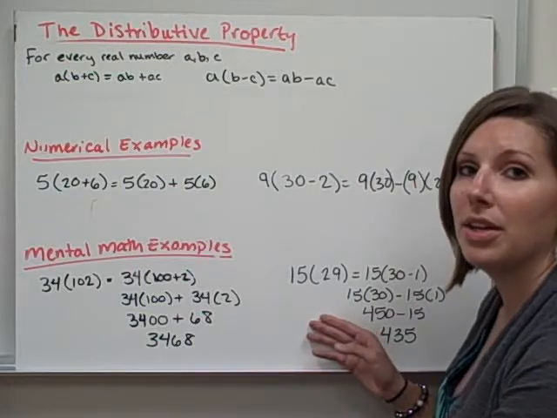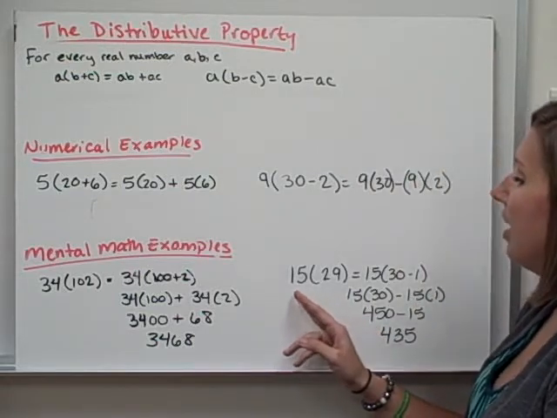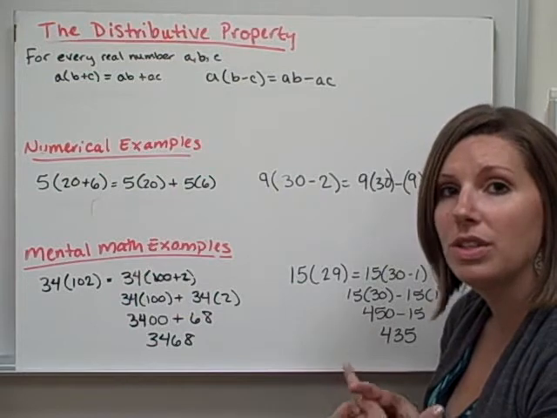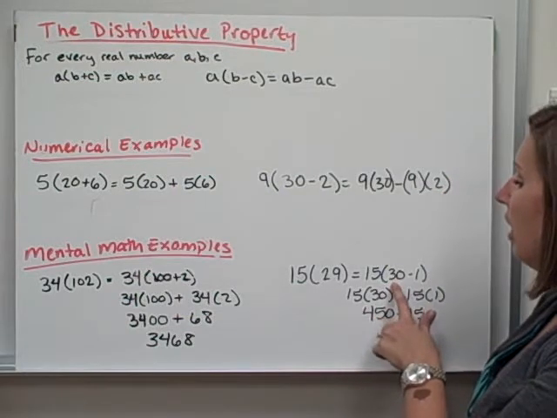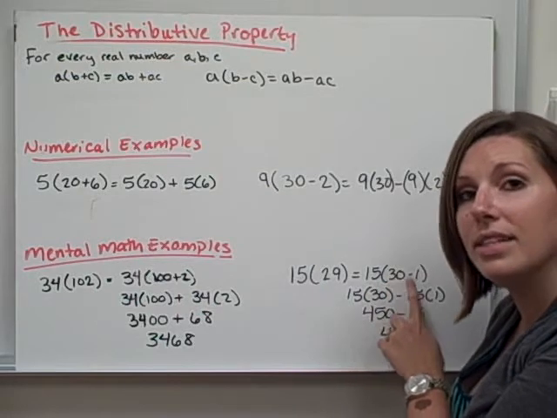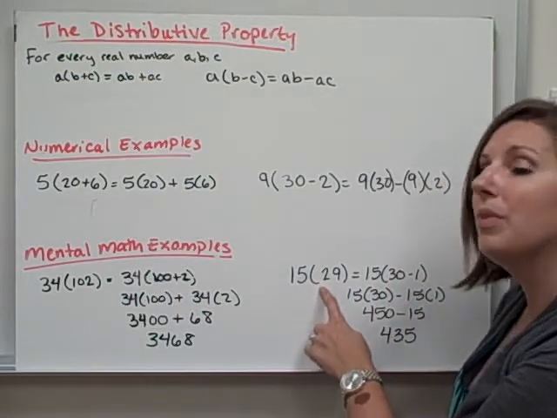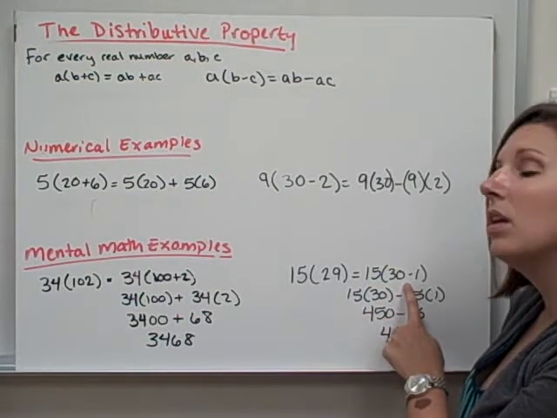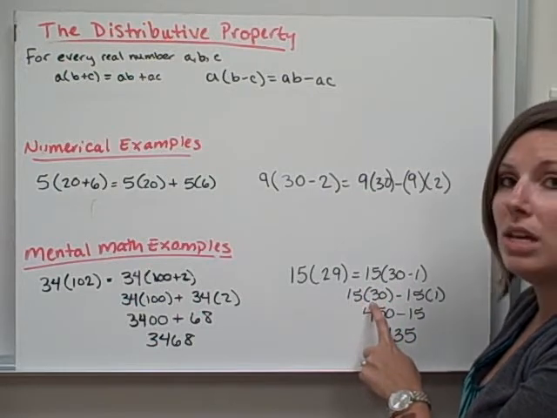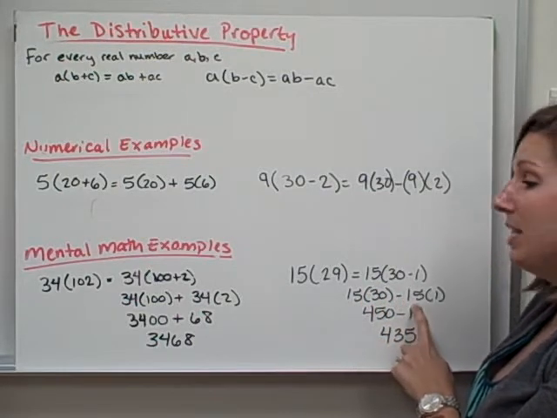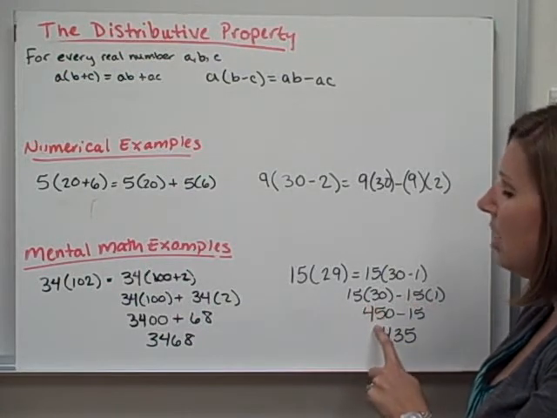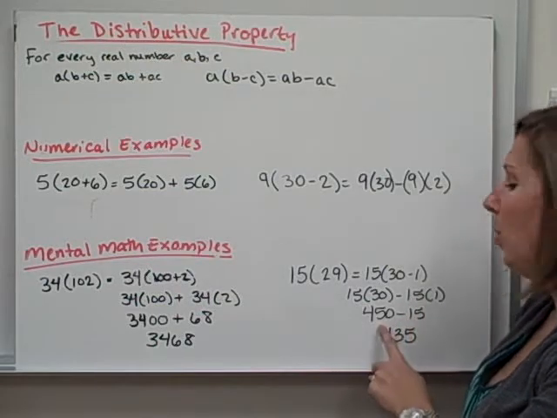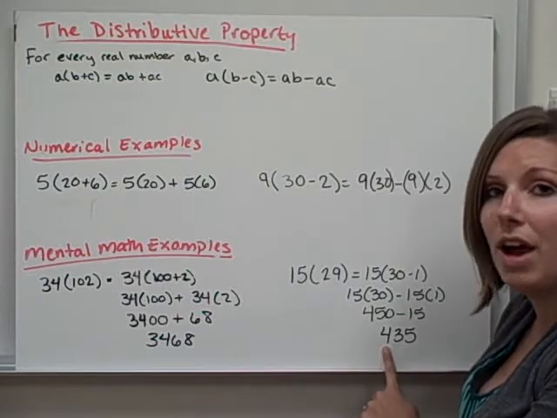Well, I can also do that using subtraction. I've got 15 times 29. Well, what's an easy number close to 29 that I can use for the distributive property? I can use the number 30. Well, how do I get 29 from 30? I take away 1. So I'm going to rewrite this problem so that it looks like this. 15 times the quantity of 30 minus 1. I'm going to multiply 15 times 30 and subtract 15 times 1. 15 times 30 is 450. And 15 times 1 is just 15. When I subtract them, I get 435 as my answer.